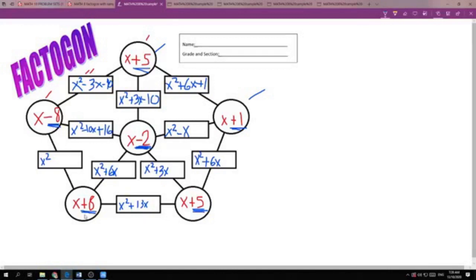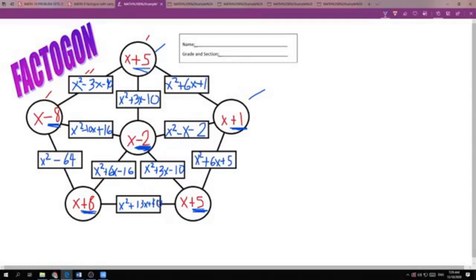What about negative 8 and positive 8? Negative 64. Negative 2 and positive 1? Negative 2. Positive 1 and positive 5? Positive 5. Negative 2 and positive 5? Negative 10. Negative 2 and positive 8? Negative 16. Positive 8 and positive 5? Positive 40. Okay, there you go, you're done with the given.